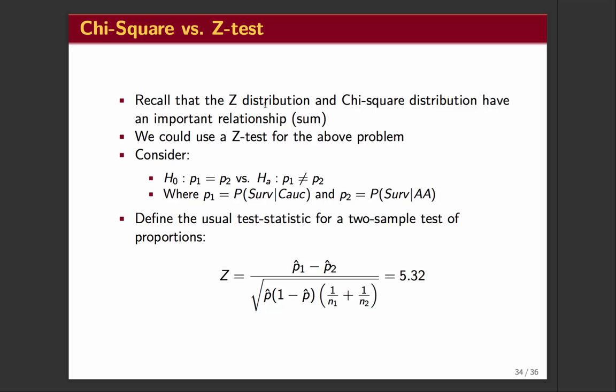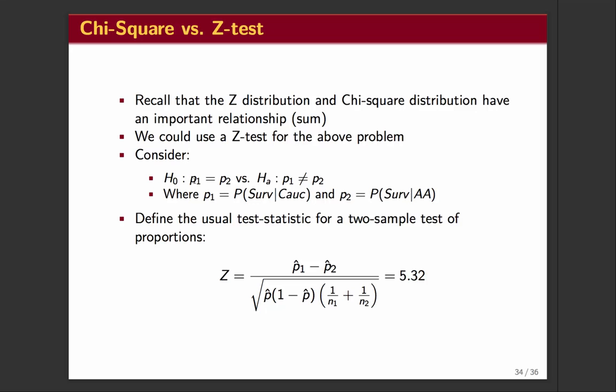We said the chi-squared distribution is just a sum of normal distributions squared. Right, that was just a slide we had mentioned earlier. So for this problem that we just did, we could actually use a z-test. We could actually go through and do a test of proportions like we did before spring break.